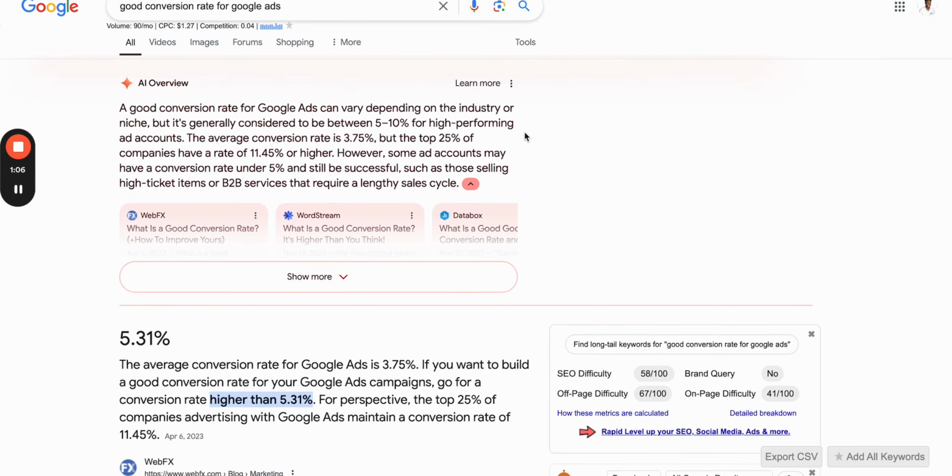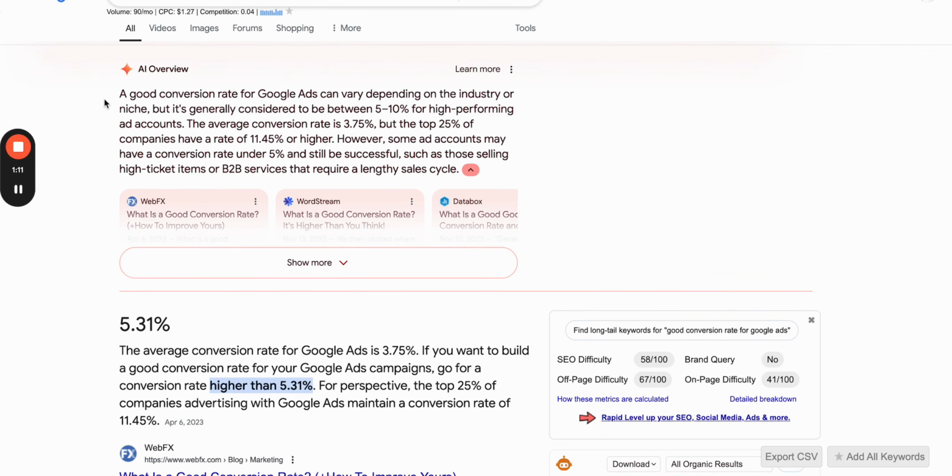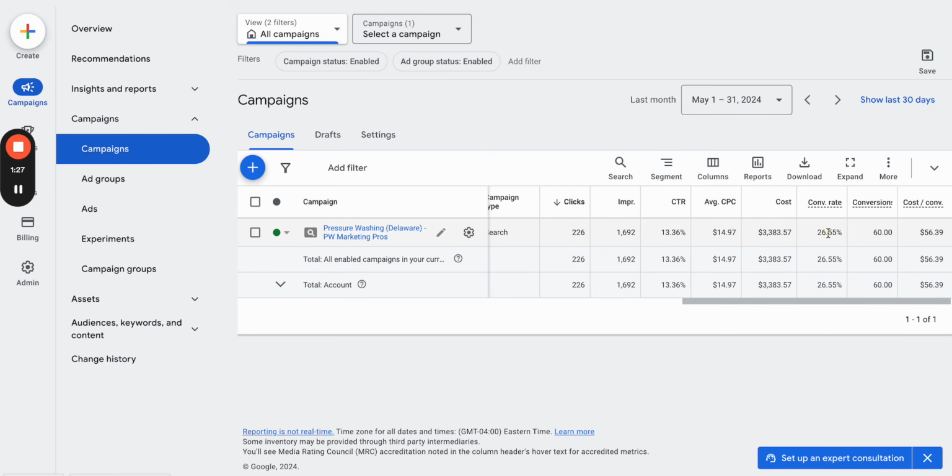And when it comes to Google, if I look at a good conversion rate for Google Ads, they say it can vary depending on the industry, but it's generally considered between 5 to 10% for high performing ad accounts. The average conversion rate is 3.75%, but the top 25% of companies have a rate of 11.5% or higher. So you guys already know we're blasting past what Google and other companies say is a really good conversion rate, right? And so let's get started.